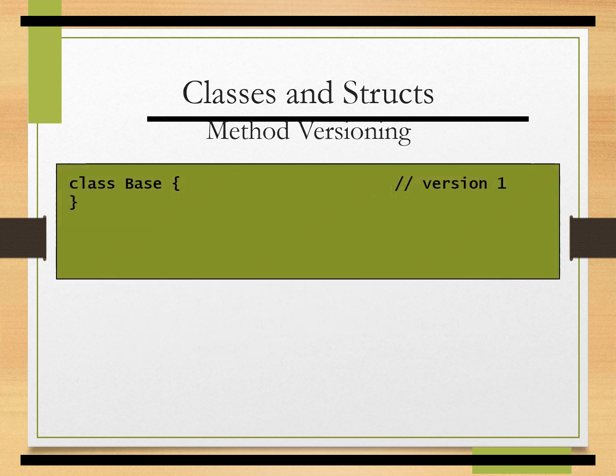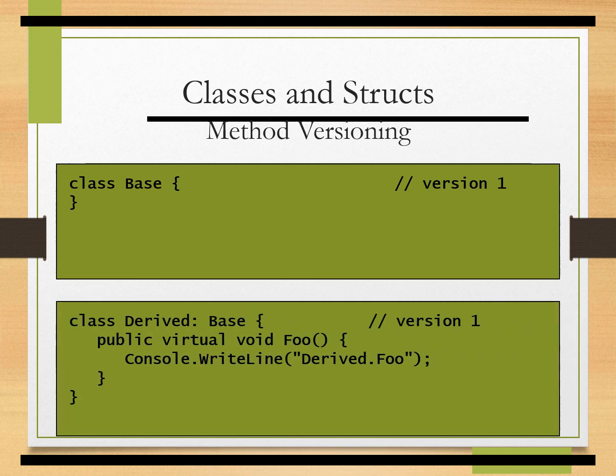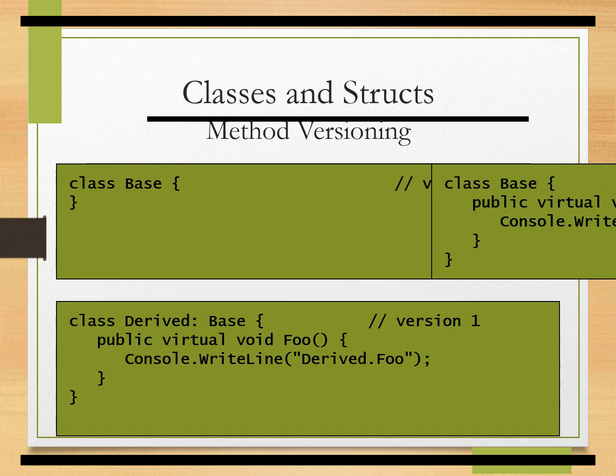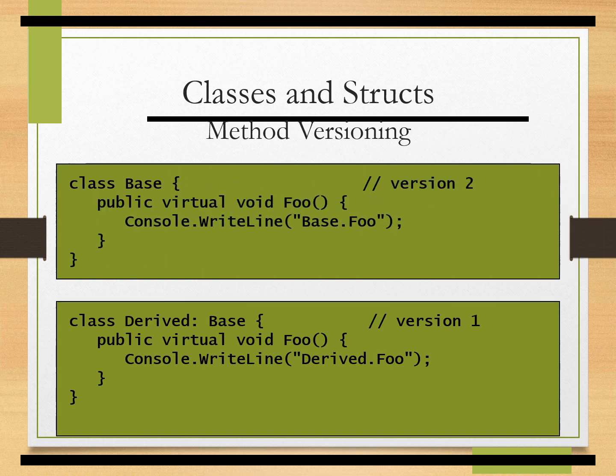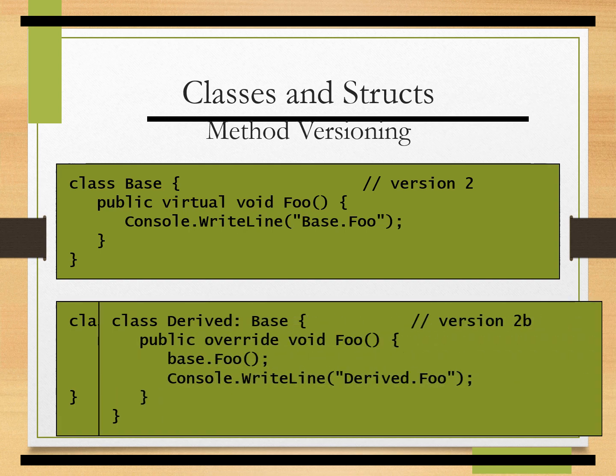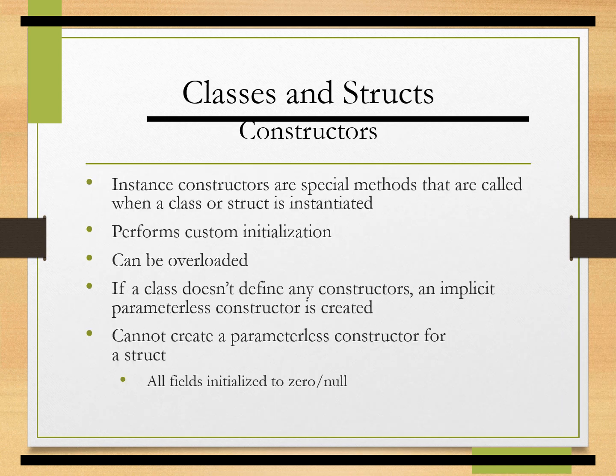If you see class Base version 1, that is the base class. If you see class Derived: Base version 1, you assume void Foo. If you write Console.WriteLine Derived Foo, you assume the version is the Console Base Foo. If you derive the assumed version as version 1, if you derive a WriteLine, then it is Base 1.